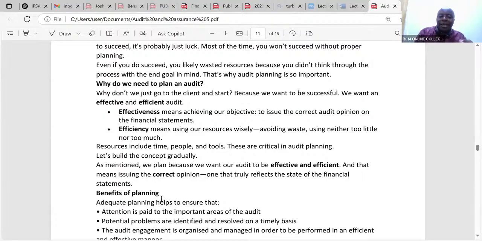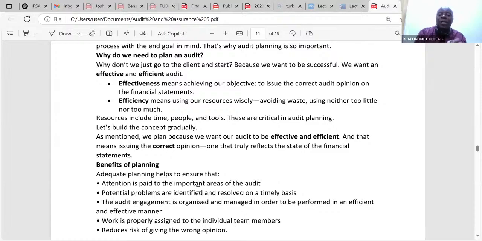Benefits of planning. Adequate planning helps to ensure, and I've always seen this in your exams, that attention is paid to the most important areas of the audit. Ladies and gentlemen, assuming, like I'll be teaching you later on, that we shall be going for what we call a risk-based audit, then when we plan very well in advance, we shall be able, using analytical procedures, to ascertain which areas are risky, which areas are more risky, which would want our biggest attention.